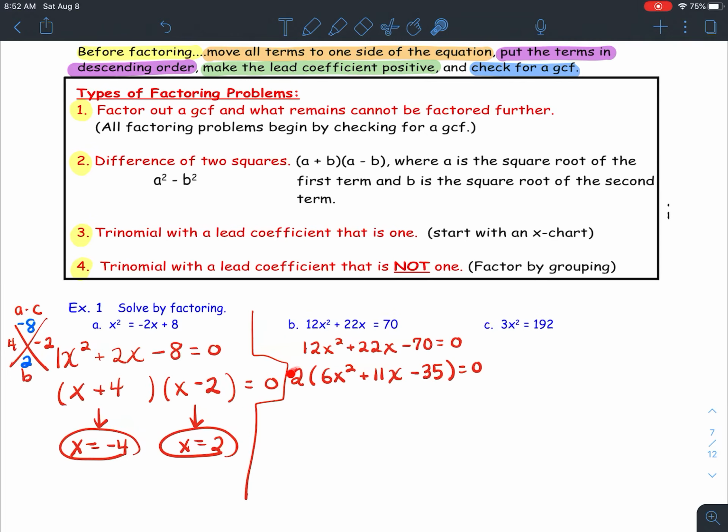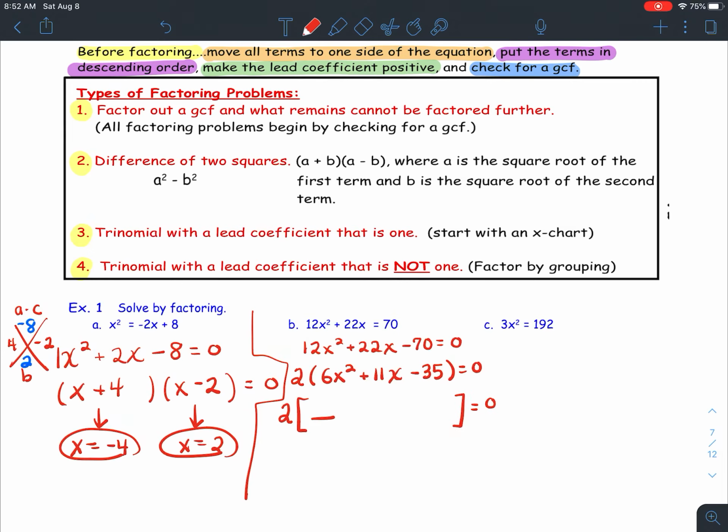It's important when you remove a GCF that you maintain that it's sitting out here in front of the problem. It should not disappear because in theory you should be able to redistribute it back in to your parentheses and get back to where you started. Okay, now that I have done these initial 4 steps, now I'm going to figure out where does a 6x squared plus 11x minus 35 fall amongst these 4 types of factoring problems. Well, clearly this is a trinomial, but the lead coefficient is not a 1. So this prompts me here that I need to use the method factor by grouping.